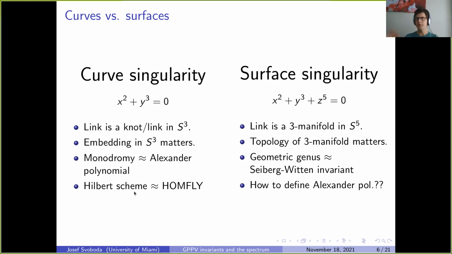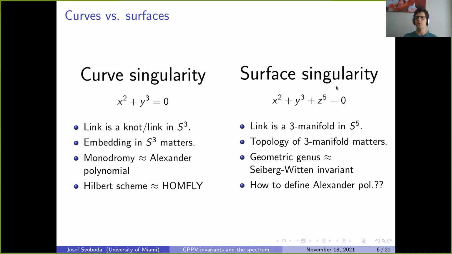There is a lot of ongoing research in this area, and many people would like to know what is an analog in higher dimensions. Nobody knows, as far as I know, and this is what everybody tries to do, including us. So now I will say something about surface singularities.